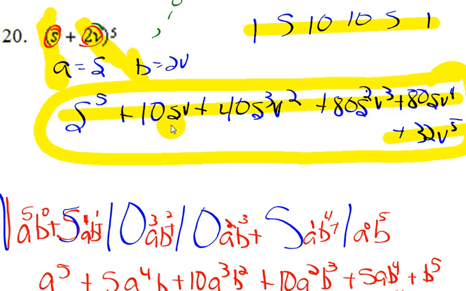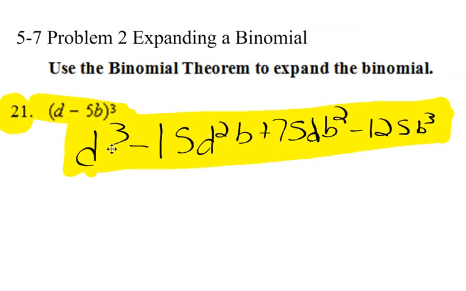So s to the 5th plus 10s to the 4th v plus 40s cubed v squared plus 80s squared v cubed plus 80sv to the 4th plus 32v to the 5th. 21, you've got to use the binomial theorem to expand the binomial, and when you do that, here's your answer. d cubed minus 15d squared b plus 75db squared minus 125b cubed.